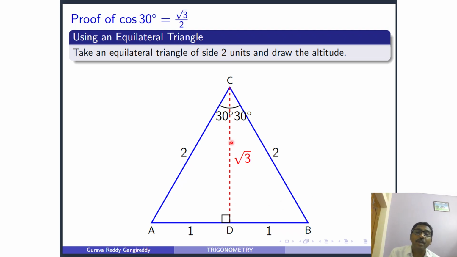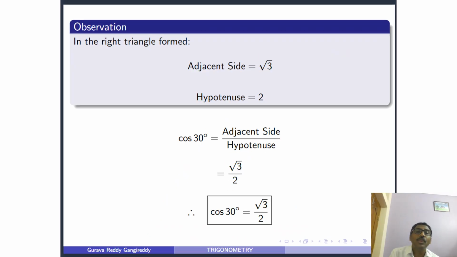This is right angle triangle ADC. Triangle ADC is a right angle triangle, so by using this 2 and 1, I can find the altitude, I can find the height by using Pythagoras theorem. So observation, in the right triangle formed, adjacent side is equal to root 3. I got this by using Pythagoras theorem. Hypotenuse equal to 2, cos 30 degrees equal to adjacent side by hypotenuse. This is equal to root 3 by 2. Therefore, cos 30 degrees equal to root 3 by 2.